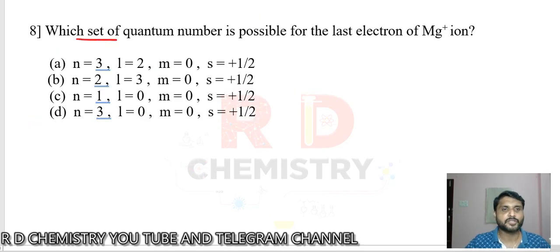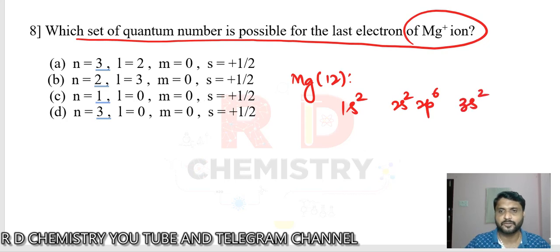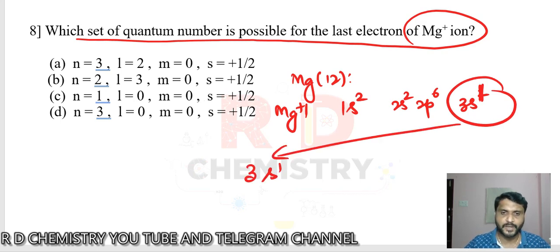Question number 8. Which of the following quantum number sets is possible for the last electron of Mg plus? Magnesium's atomic number is 12. Electronic configuration is 1s2, 2s2, 2p6 and 3s2, 12 electrons. But I want the magnesium plus 1 state. Magnesium plus 1 means a 3s1 electron, correct? That means the last electron is in the 3s. If it is 3s1, therefore n is equal to 3. It is an s orbital, s subshell, so l is equal to 0, right?